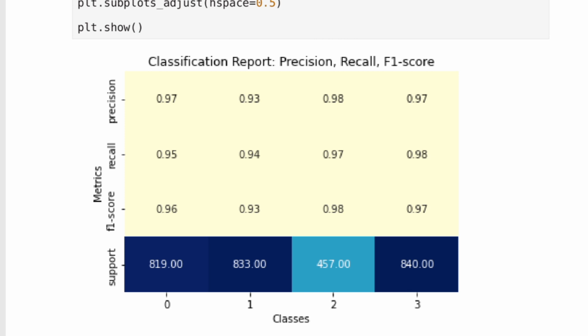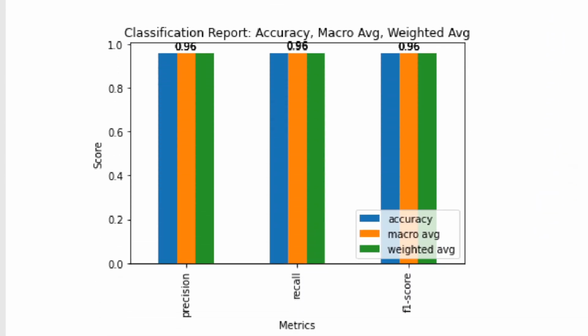We generate a classification report heat map to display metrics like precision, recall, and F1 score for each class. So the heat map provides an intuitive way to assess the model's performance across the different classes. Additionally, we create a bar chart that shows the accuracy, macro average, and weighted average scores from the classification report. So this visualization offers a concise summary of the model's overall performance.